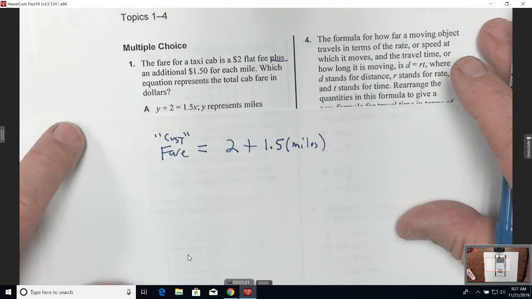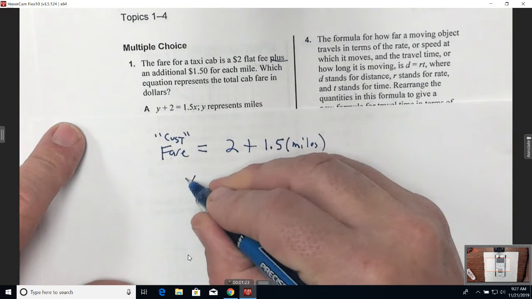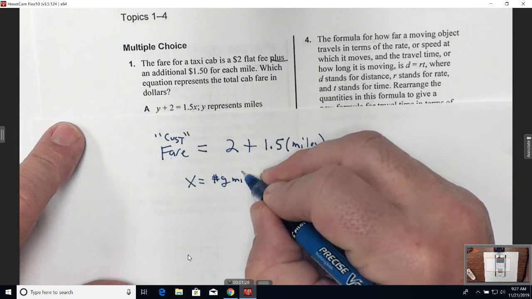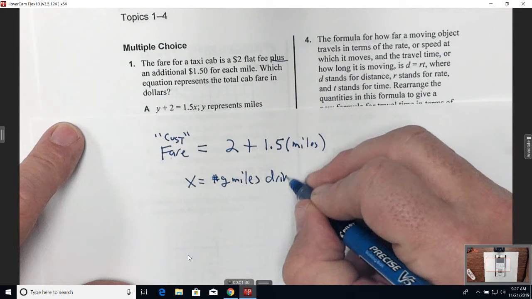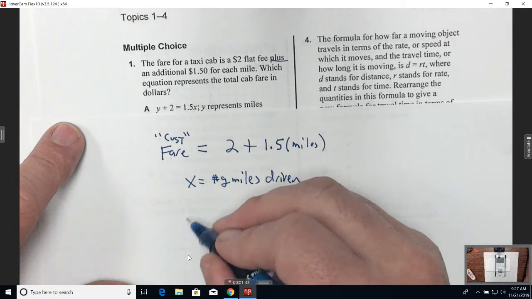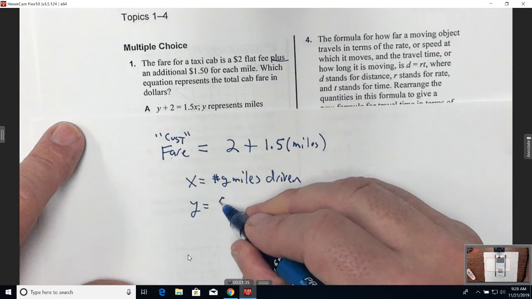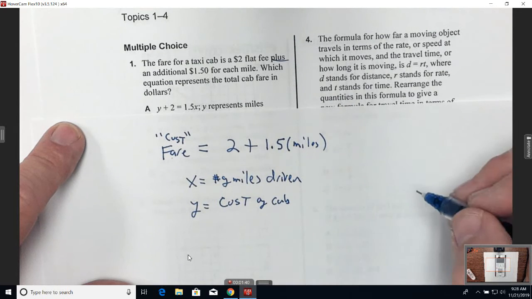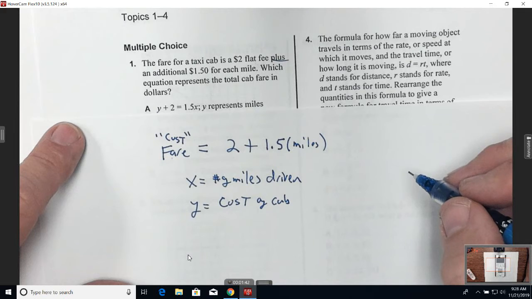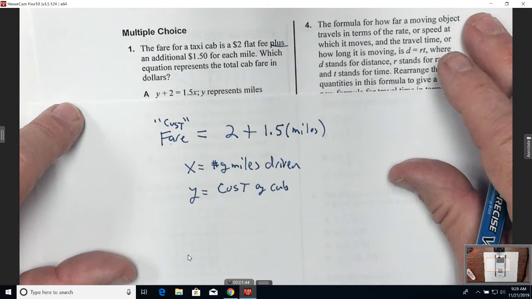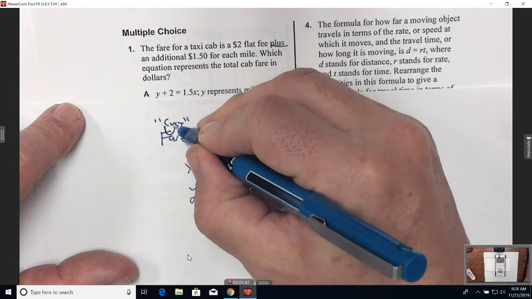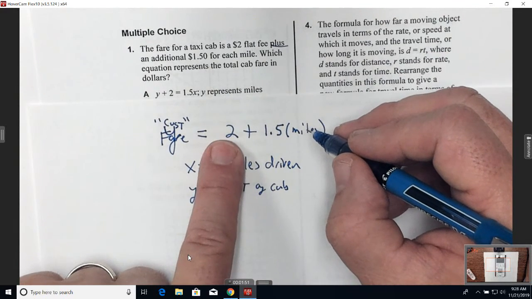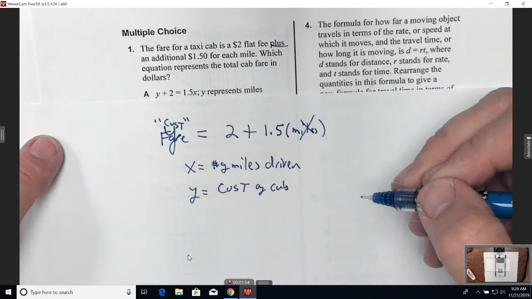It's in terms of X and Y. So apparently, X is going to be equal to the number of miles that you are driving. And then Y in this problem is going to be the cost of the cab or the taxi. So that's going to be the total cost. So if we rewrite this equation as the total cost, that would be Y, because that's the cost, equal to 2 plus 1.5 times X.